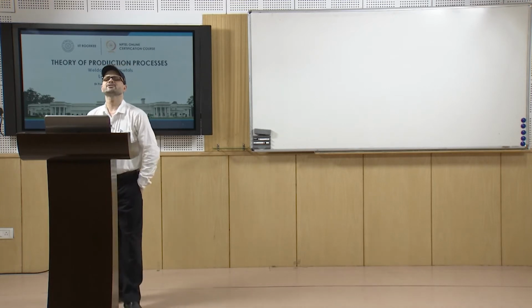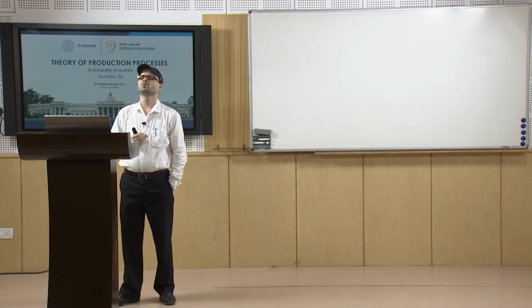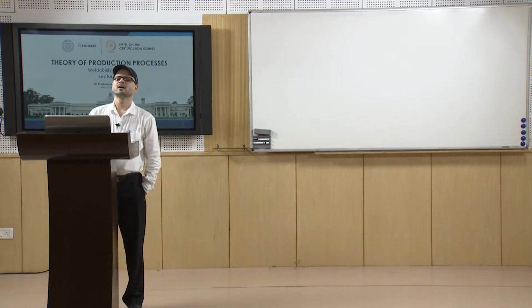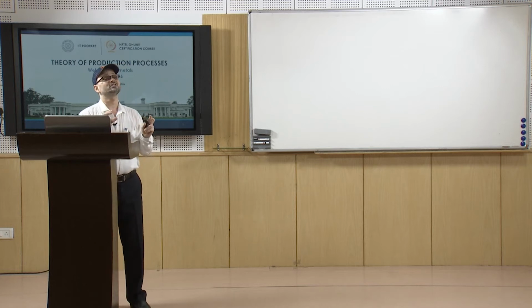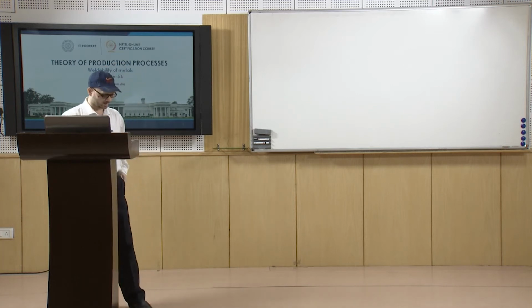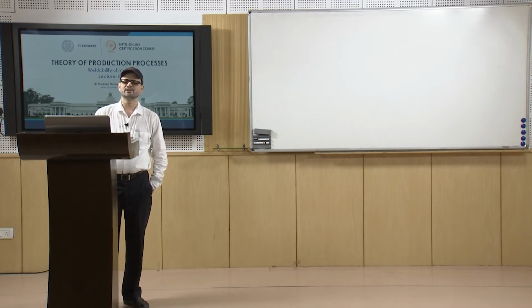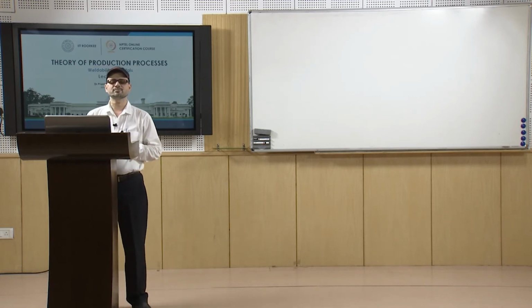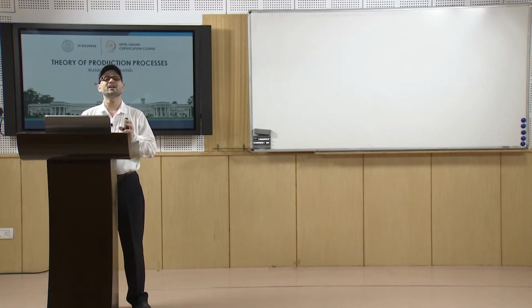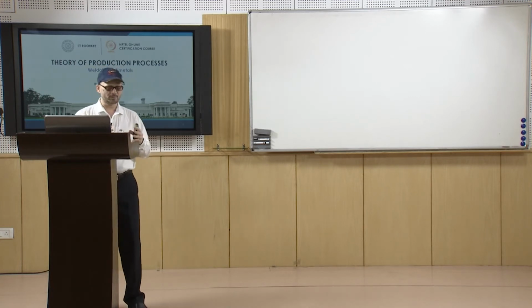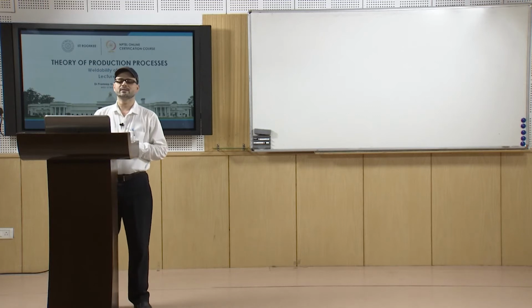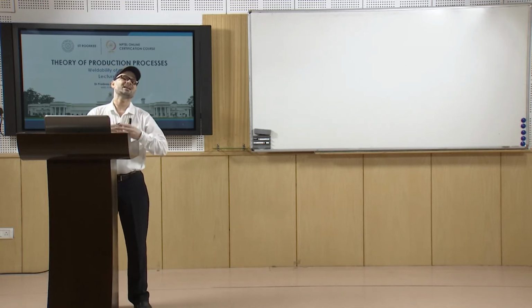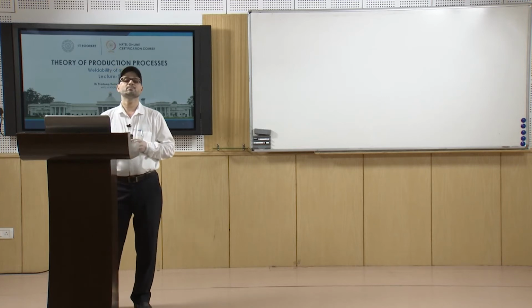Now, weldability basically encompasses 3 points. So, the first point is metallurgical compatibility, that is the metallurgical compatibility of a metal or alloy with any specific welding process. When we talk about metallurgical compatibility, it means that the base metal and the weld metal can be combined with a proper degree of dilution. So, within a certain degree of dilution, they can be combined, and that will not adversely affect the property of the welded structure.